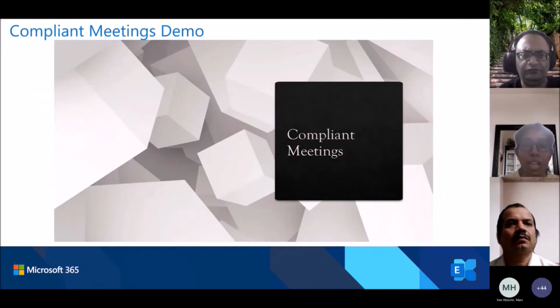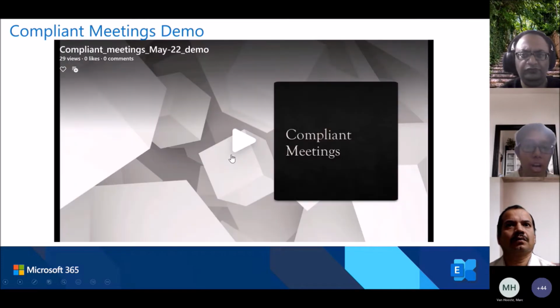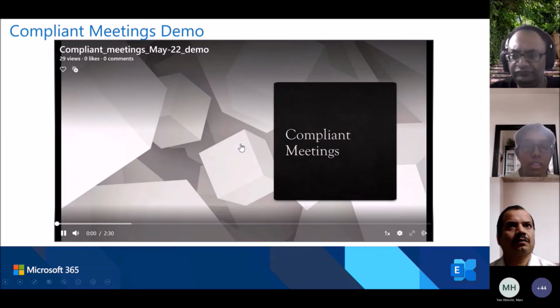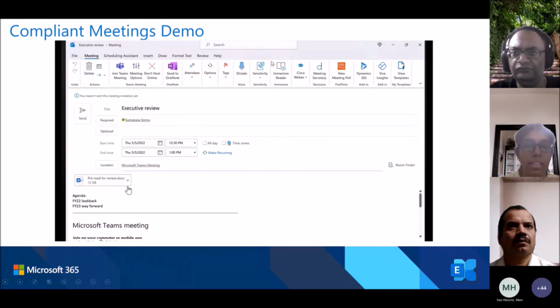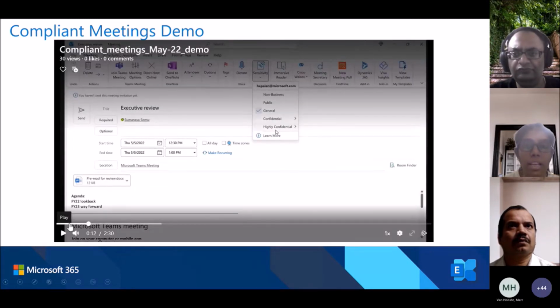Let's look at a small demo of the compliant meeting feature in Outlook. So here we will walk you through the organizer flow in Win32 and the attendee flow in OVA. First in Win32, let's see how the organizer can create and apply a sensitivity label to a meeting and change the label, and we will also look at the label inheritance.